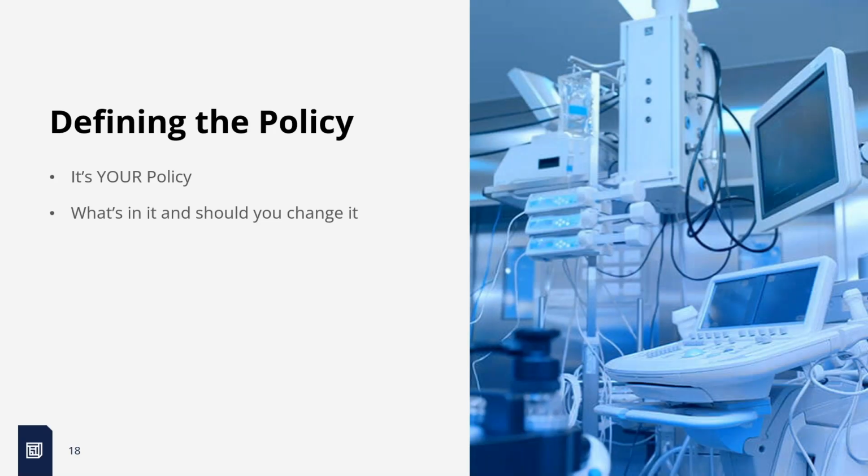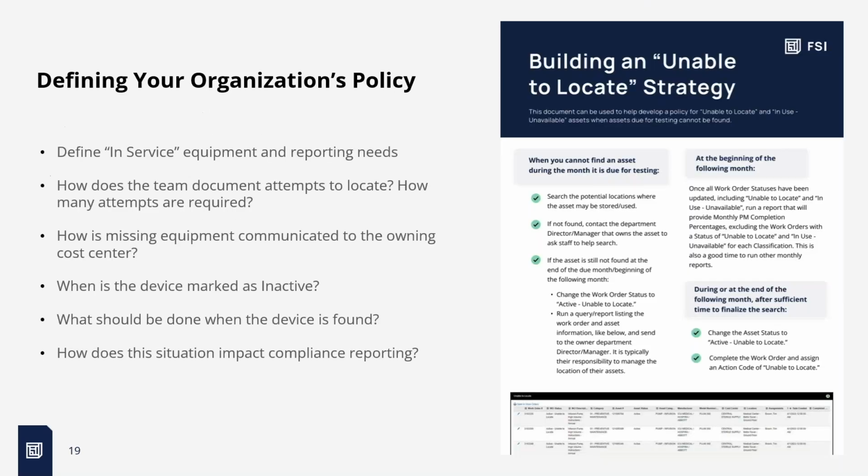So, should you change it? On the DNV side, again, you're the lucky ones in this case. But basically, in your policy, here are some recommendations that we have. We actually put out a white paper a while back on some things you can do. One is just to define what is in service. What is in-service equipment? Equipment that's in use, tested, ready to go. When do you take it out of service? How does the team document attempts to locate?